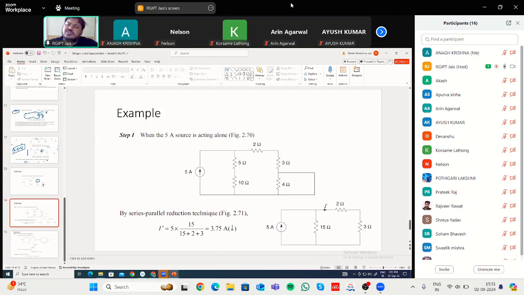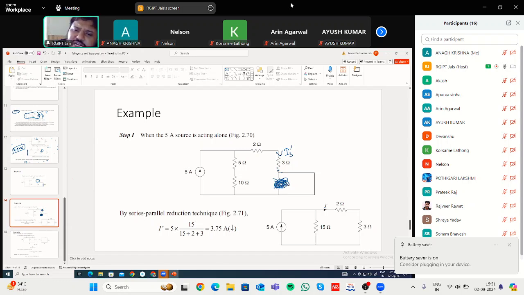The moment you replace this with a short circuit, this 4 ohm resistance is of no use, because current will try to flow through the path which offers least resistance. So this path offers zero resistance, and the whole amount of current will flow through this. Now you have to find out the current. Let us say this is I3 dash, the current flowing through the 3 ohm resistance, and dash means you are finding the current for this 5 ampere current source.